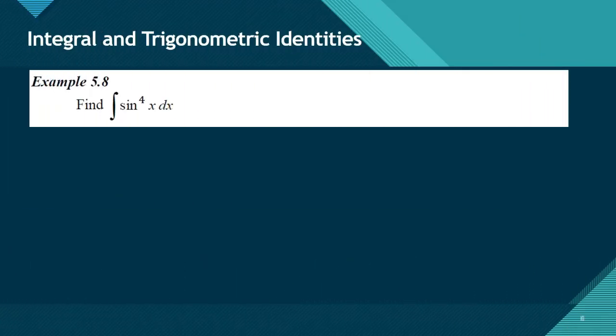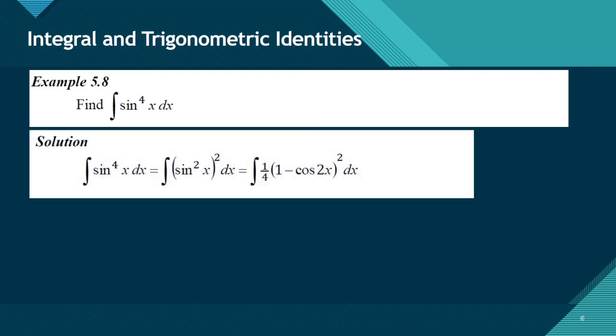So for example, find the integral of sine of x raised to 4 dx. We will write our sine function not as sine raised to 4, but the square of sine of x, all of that raised to 2 dx. And then we will replace this by your power reduction formula. This is equal to 1/2 times 1 plus cosine of 2x, all of that squared dx. It should be 1 minus cosine of 2x, all of that raised to 2. And so that 1/2 raised to 2 becomes 1/4.